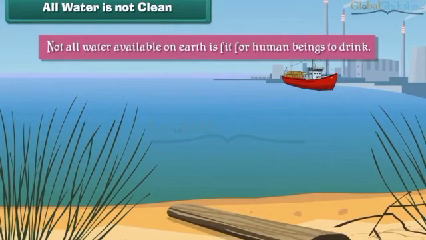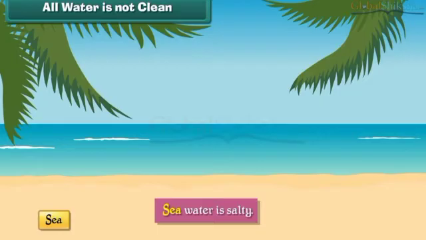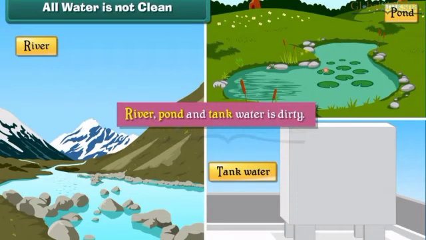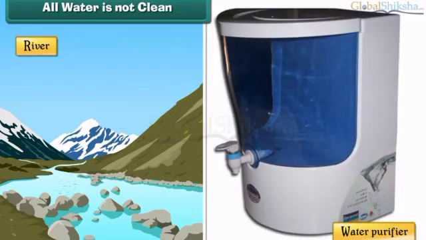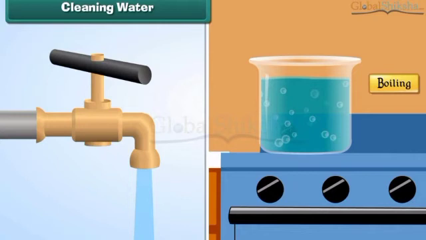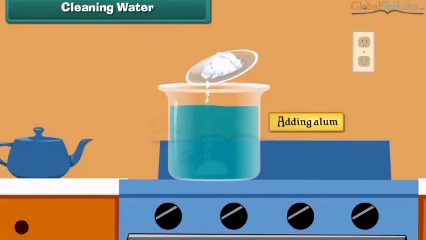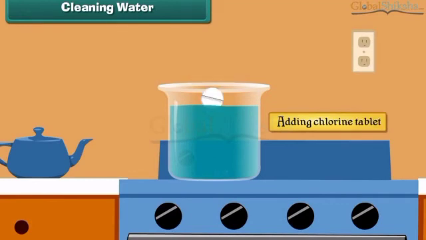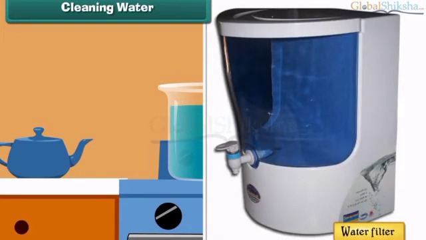All water is not clean and not fit for human beings to drink. Sea water is salty. River, pond and lake water is dirty. Water purifier. Cleaning water. Boiling to clean water. Adding alum. Adding chlorine tablet. How to clean water: water filter.